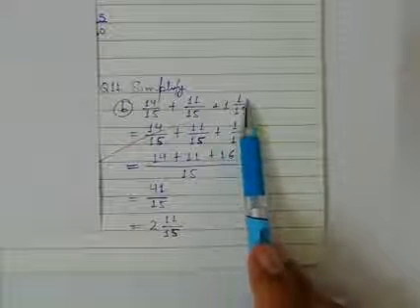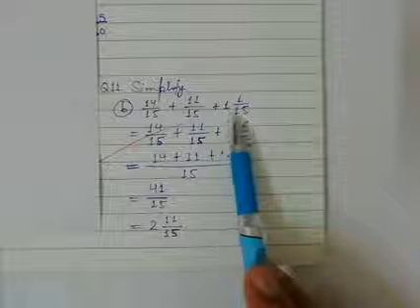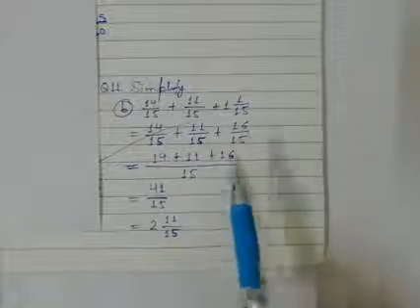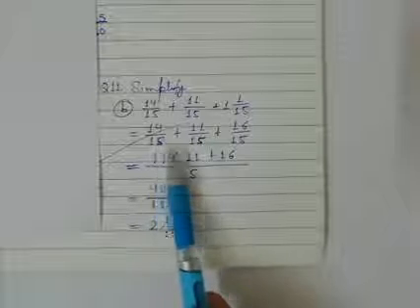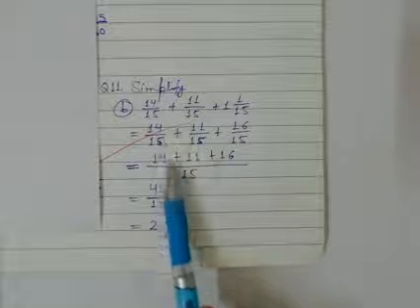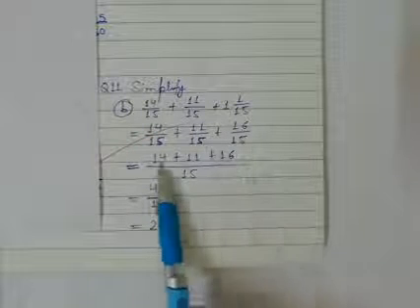15 ones are 15 and 1 is 16. We have to multiply these two and add here. Okay. So 16 upon 15. As you are able to see, in the denominator everywhere there is 15. So the LCM is also 15. This 14, 11 and 16 will be as it is.